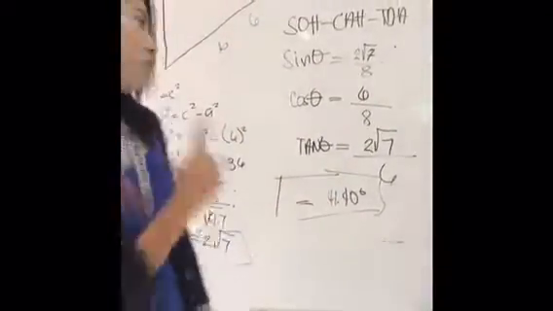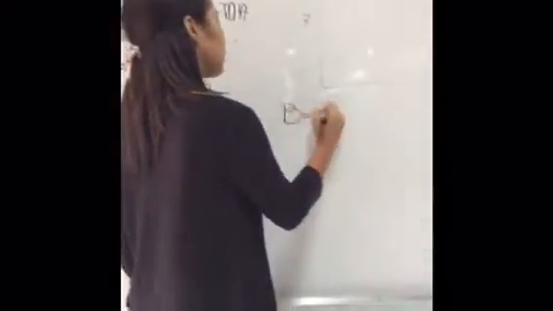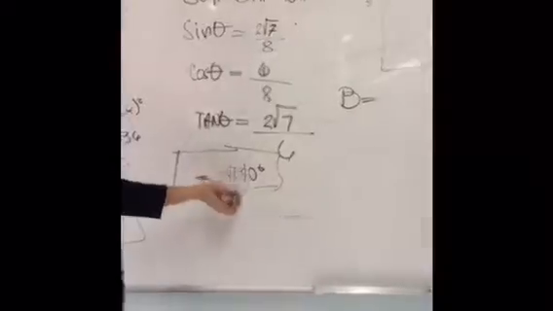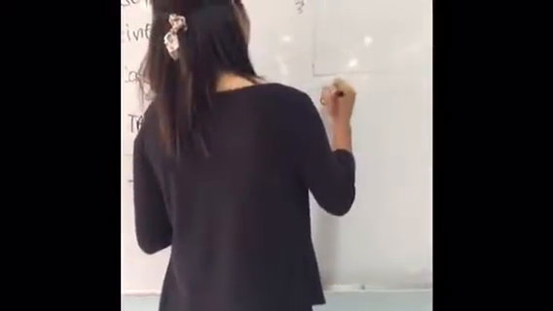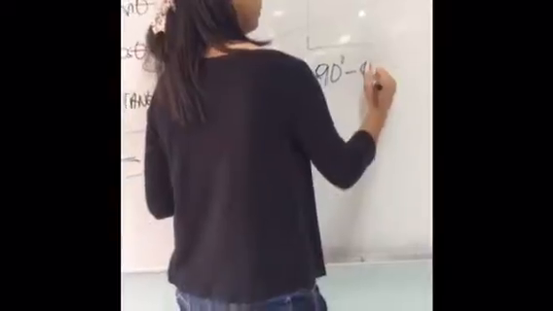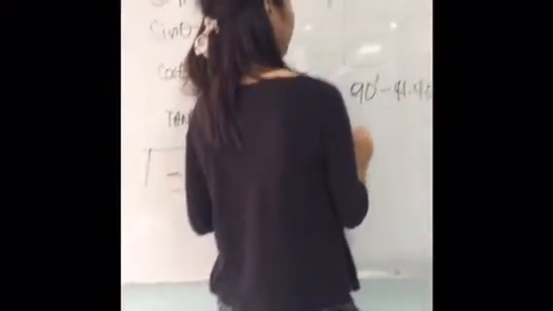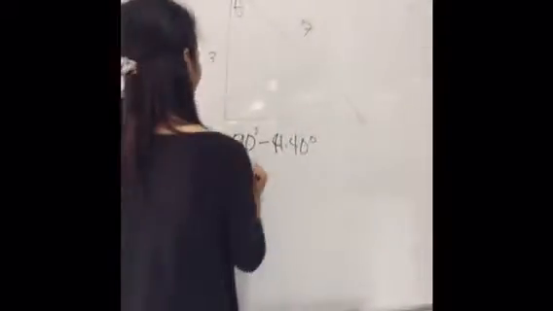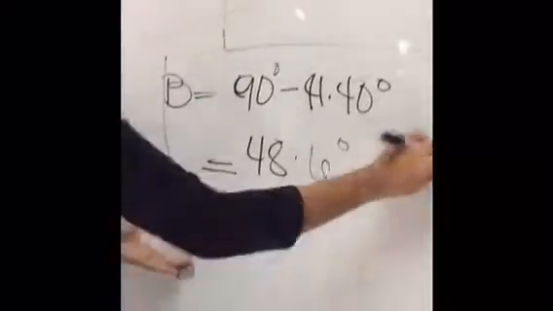And to find the other angle, we must subtract. Subtract 41.40 degrees from 90 degrees, which is equal to 48.6 degrees. And that would be the other angle.